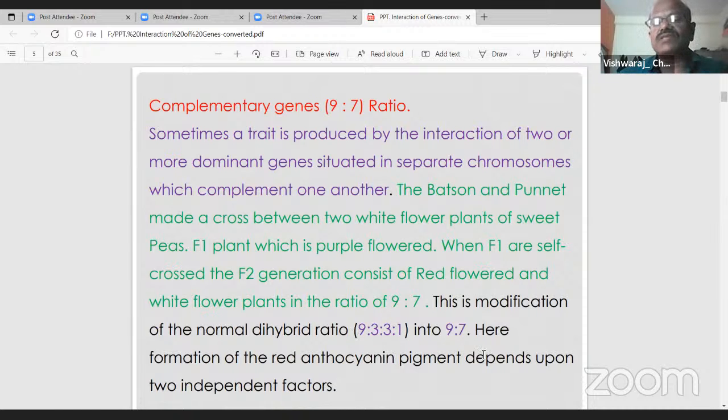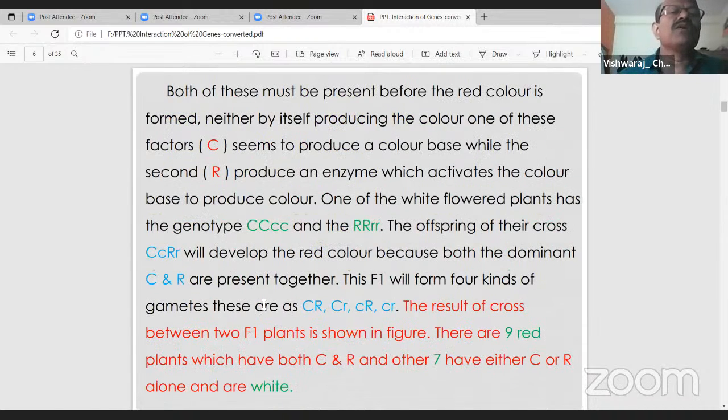Here the formation of red anthocyanin pigment depends upon two independent factors. Both of these must be present before the red color is formed, neither by itself producing the color. One of these factors, capital C, seems to produce a color base, while the second, R, produces an enzyme which activates the color base to produce color.